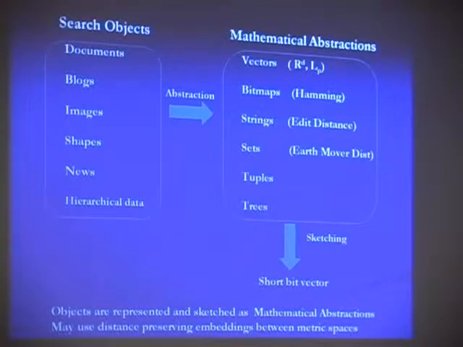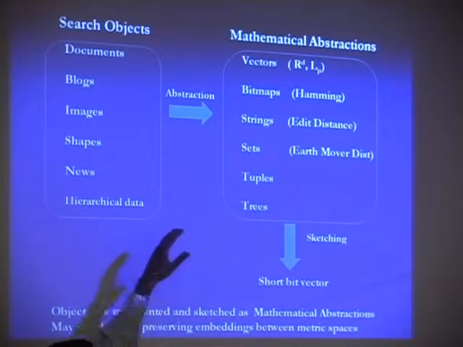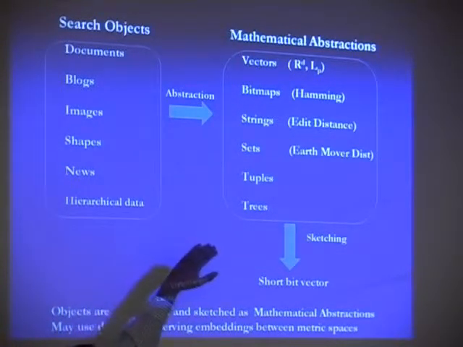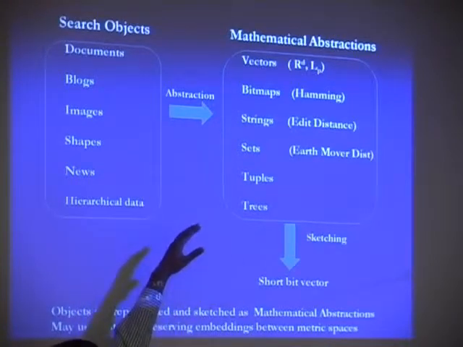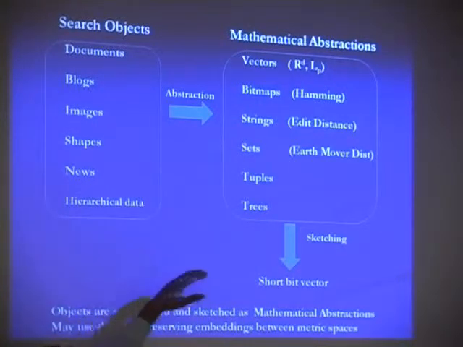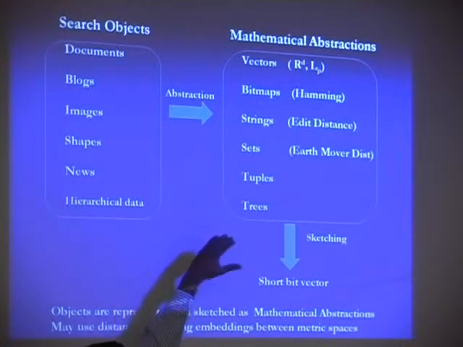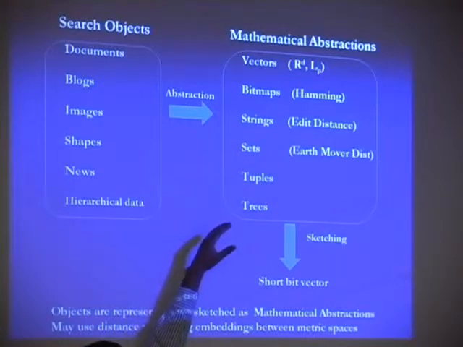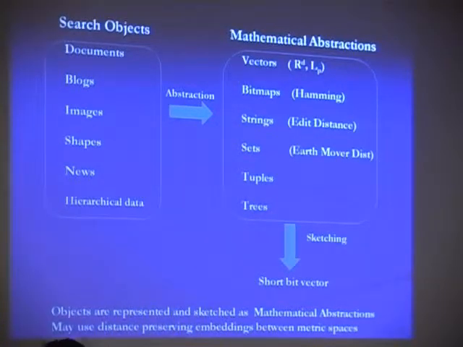Now, often there are ways of transforming one metric space into another. So all such mathematical abstractions with a distance measure can be thought of as a metric space. And there are ways to transform points from one metric space to another. And they tend to be distance preserving. That means the distances are almost preserved.